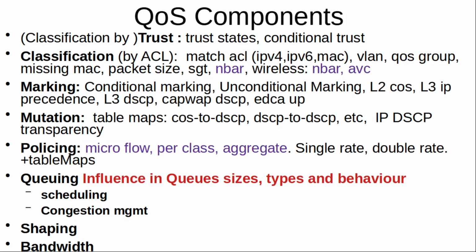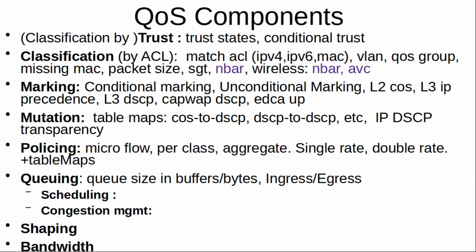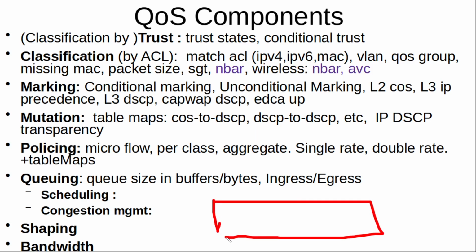Okay, next quality of service component is queuing. Queuing means influencing queue size, types and behavior. For instance, queue size in terms of buffers or bytes. For ingress and egress queues, remember that when traffic enters a card in a particular port, that port will have, for instance, 2 queues for ingress, and it might have up to, for instance, 4 queues for egress.